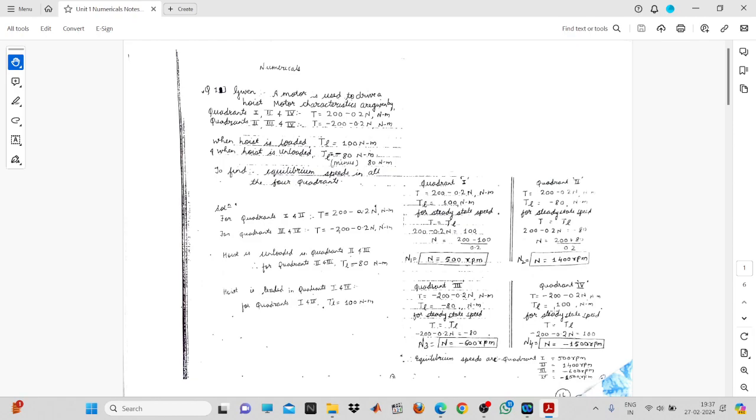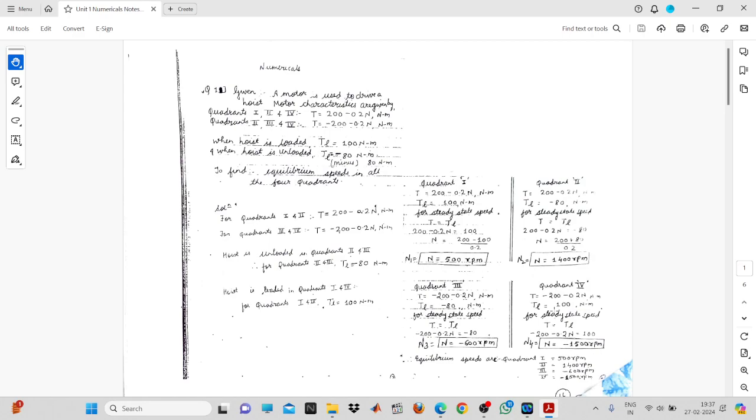So we'll be taking some numericals on unit number 1. These numericals are on steady state stability. You have studied the four quadrant operation of an electrical drive. So basically we have to understand the steady state speed of the electrical drive system.